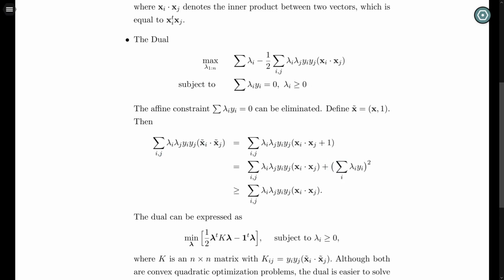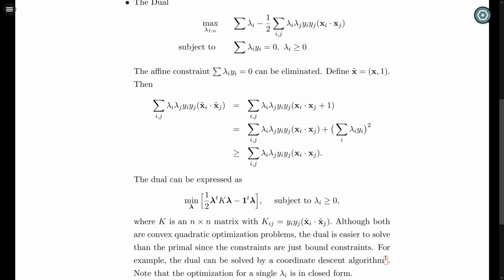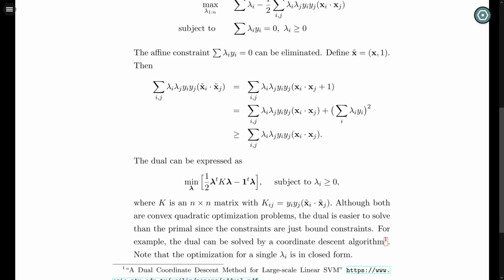rewrite the dual problem just as a quadratic function of lambda. Lambda is a vector from 1 to n. And now we're going to minimize. So this term becomes this term, and this quadratic term becomes this quadratic term. Here lambda is just an n by n matrix with ijth entry equal to this, subject to just a simple boundary constraint. So this can be easily solved by using an algorithm like the coordinate descent algorithm.